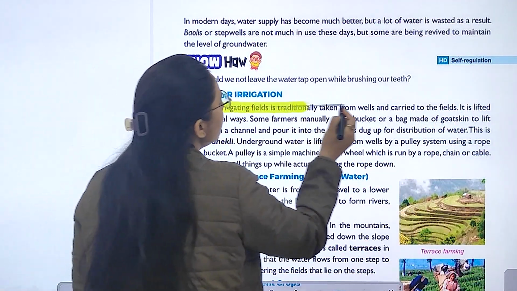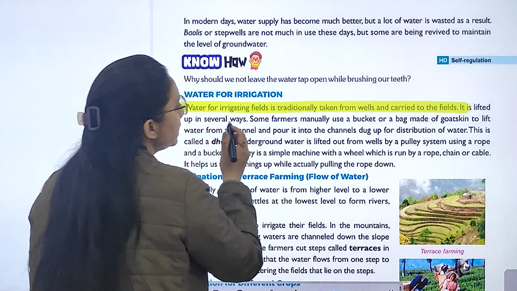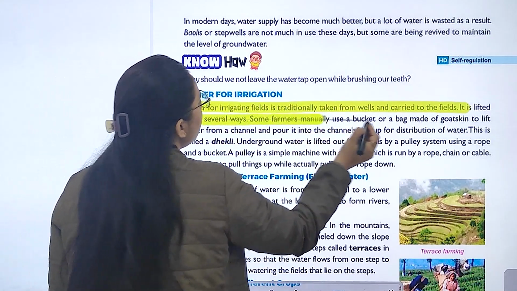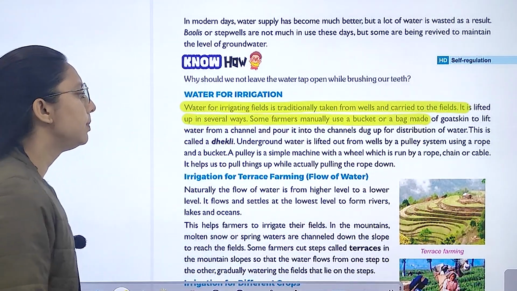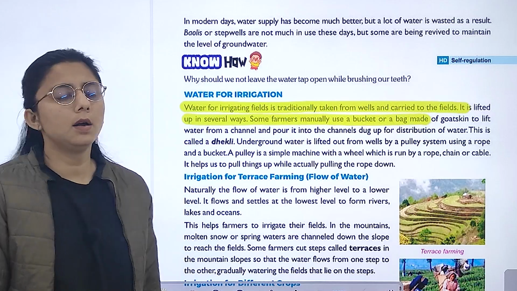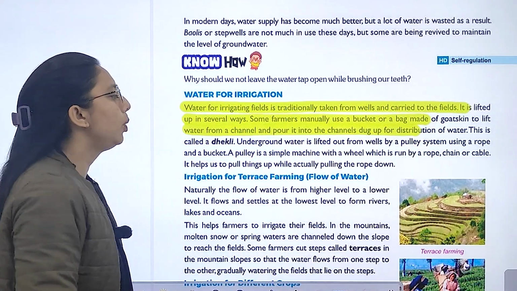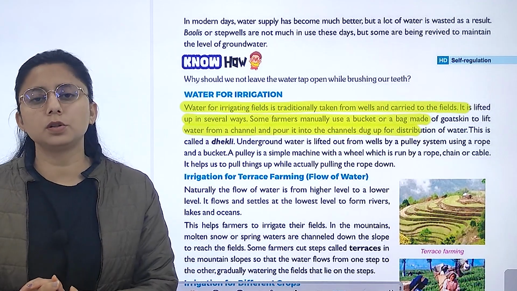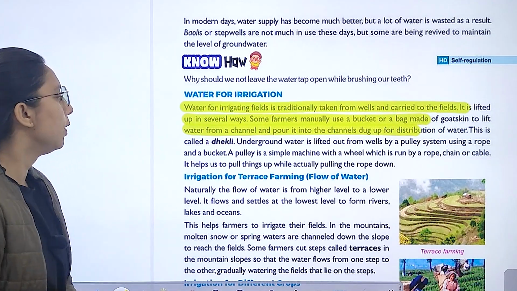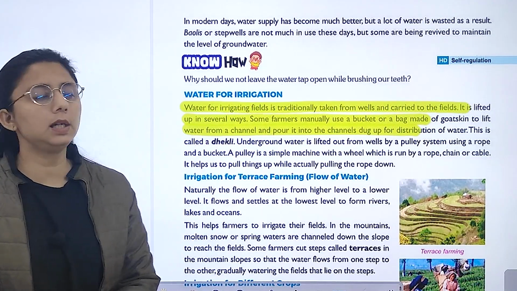Now water for irrigation. So water for irrigating fields is traditionally taken from wells, carried to the field, and lifted up in several ways. Some farmers manually use a bucket or a bag made of goat skin to lift water from the well and pour it into a channel dug for the distribution of water.